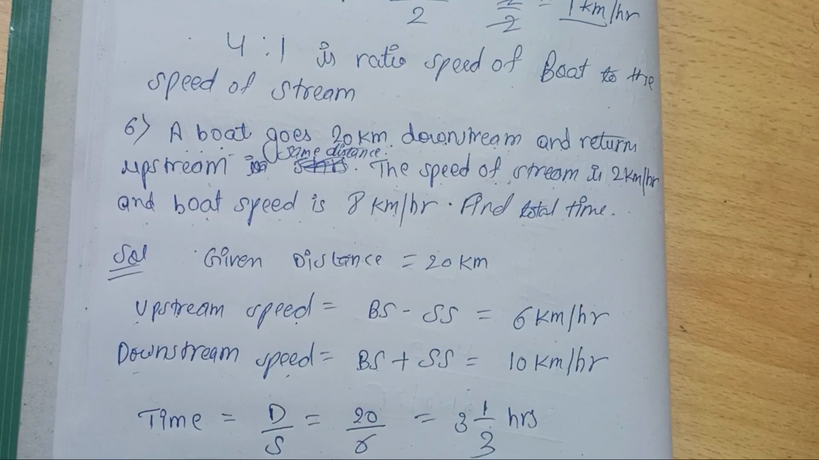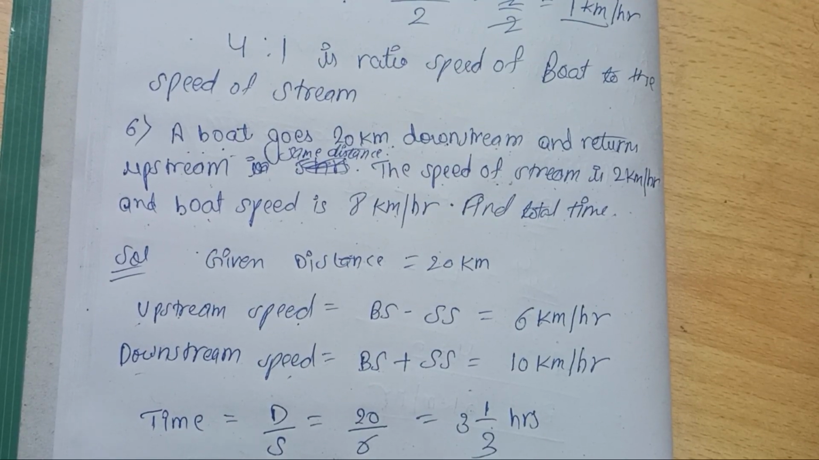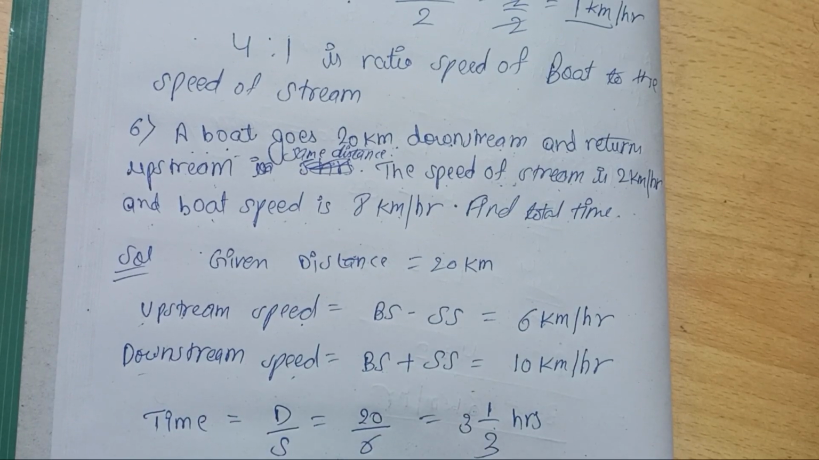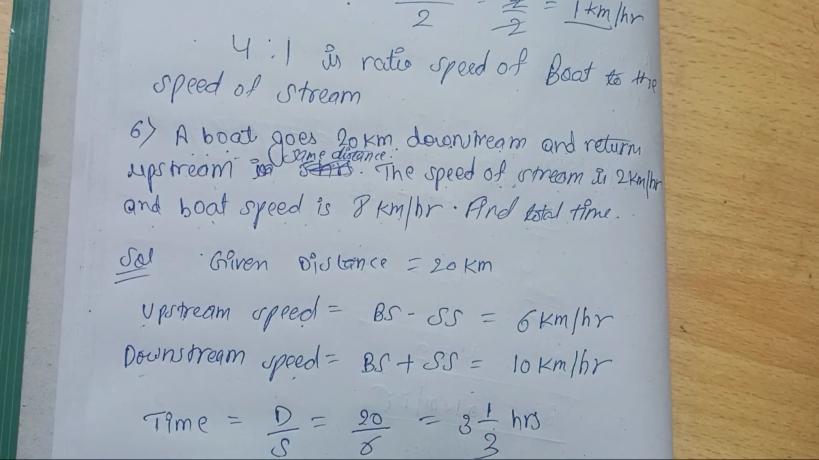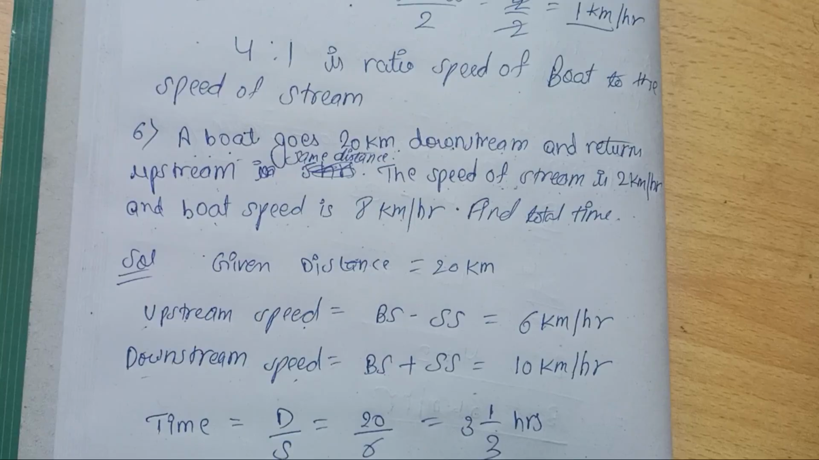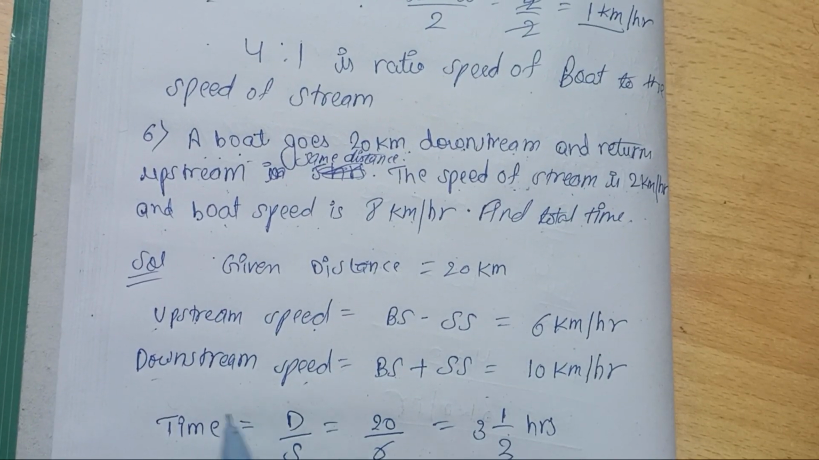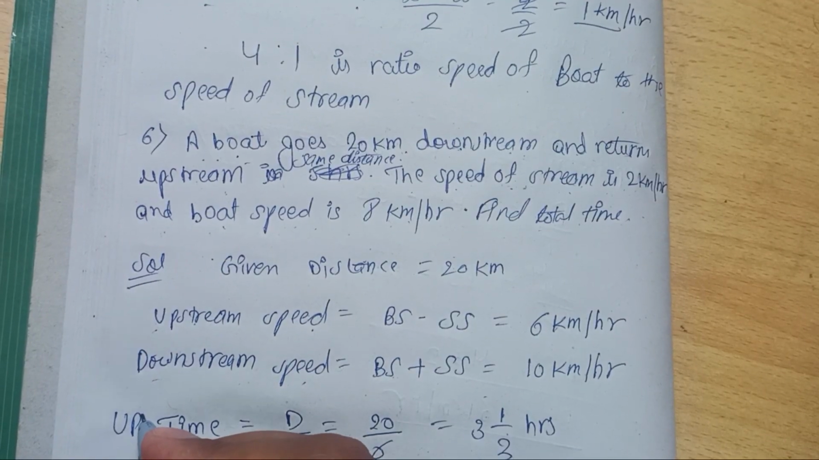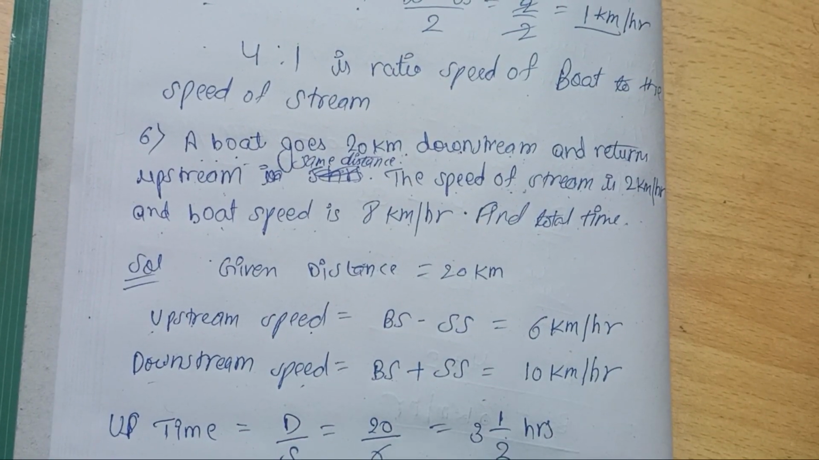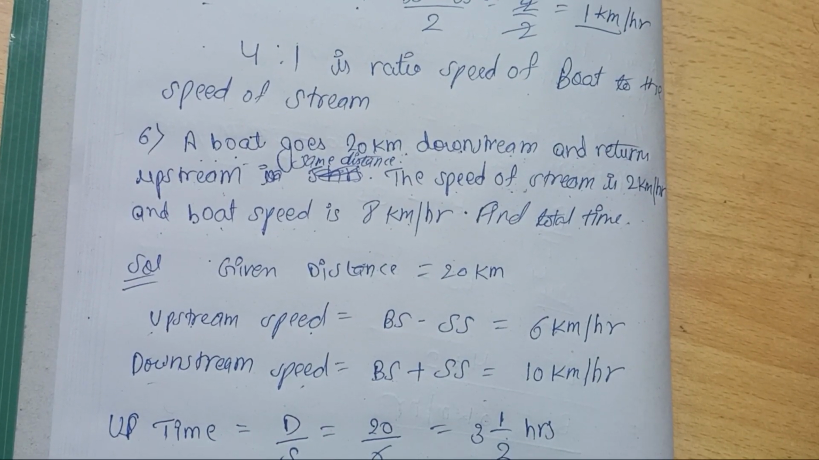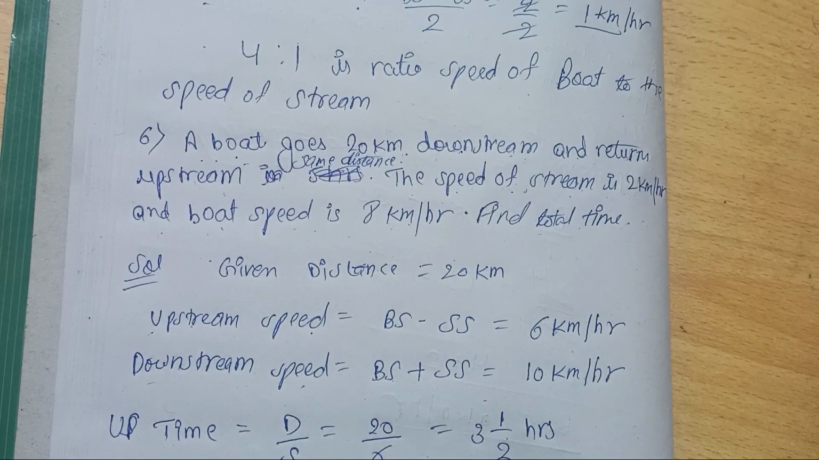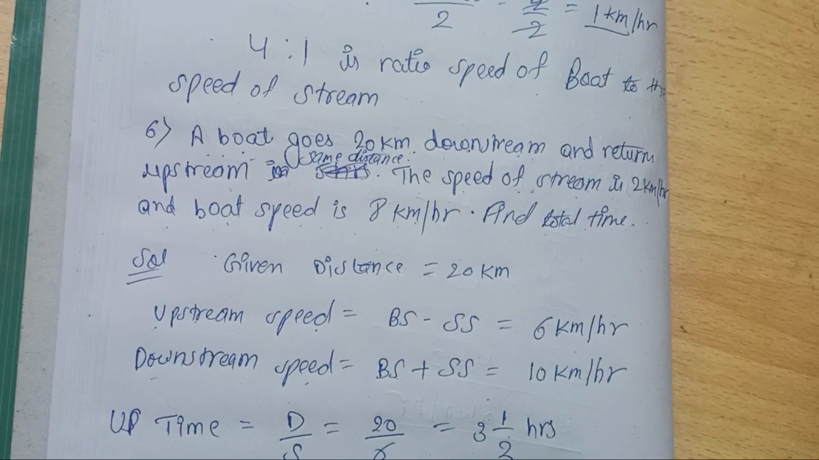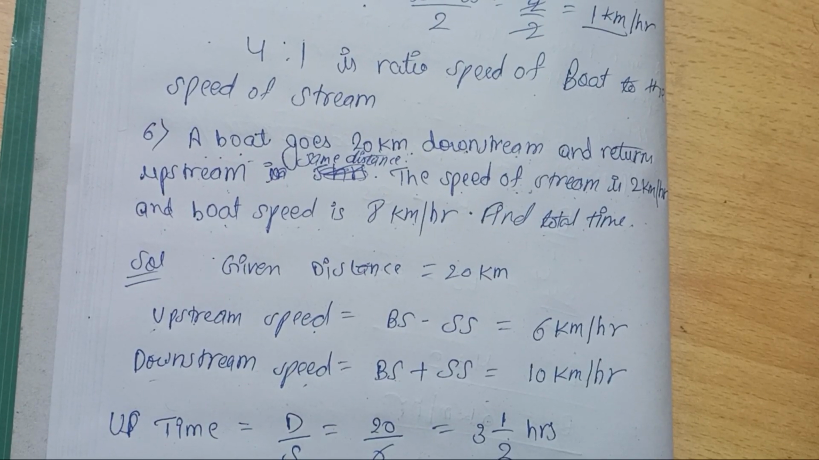And now we will calculate the time for downstream. Time is equal to distance upon speed. Distance remains the same, and the downstream speed is 10, so the time is equal to 2 hours. So we calculated the upstream time and downstream time, and when we add both, we get the total time taken by the boat to cover upstream and downstream. So 2 hours plus 3 1 by 3 hours, which is equal to 5.5 hours.